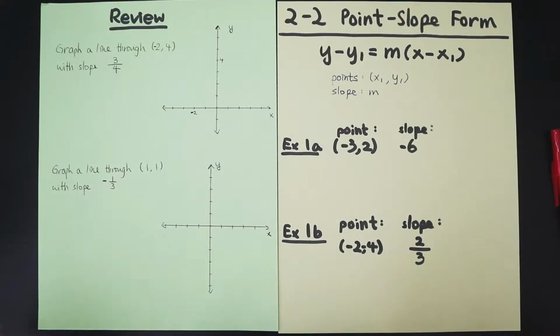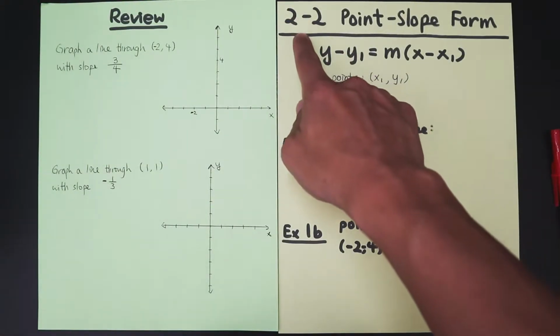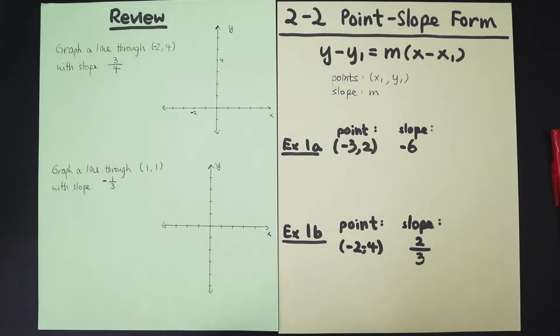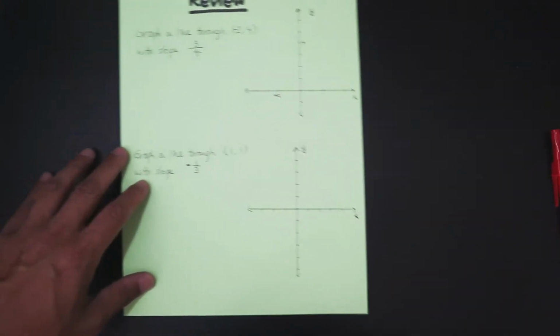Hey everybody, today we are learning Topic 2, Section 2, Point-Slope form. It is a new form to graph a line besides the slope-intercept form that you have learned back in Topic 2, Section 1, or 2-1. And before we learn the lesson, let's talk about the review first, right?